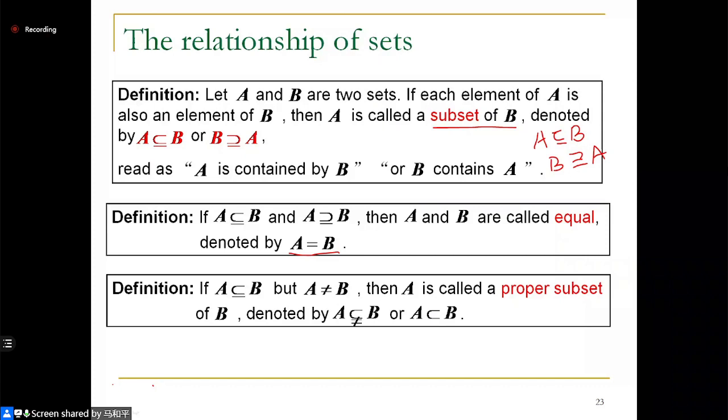Now, if A is contained by B but is not equal to B, then A is called a proper subset of B, denoted like this. If A is contained by B but is not equal to B, we write like this. This is the proper subset.